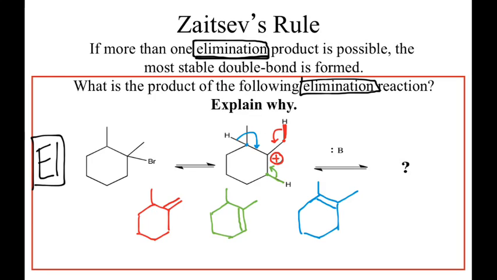Whew. It's a bit dangerous, a bit heady to deal with. But we need to be able to go through and decide which of these possible products is formed. So a famous guy came through and came up with a rule here, and he said that the most stable double bond is the one that's formed.